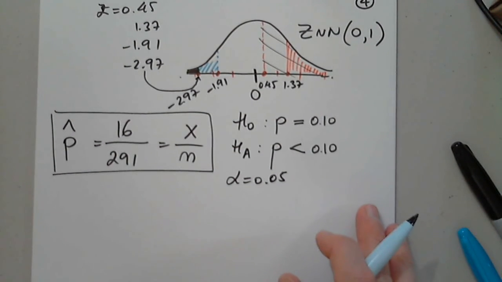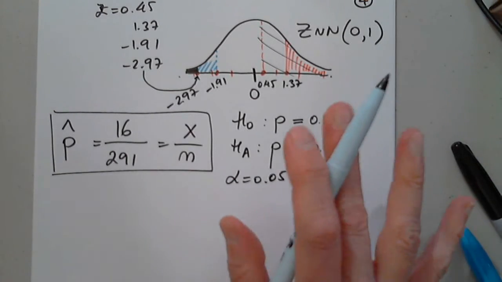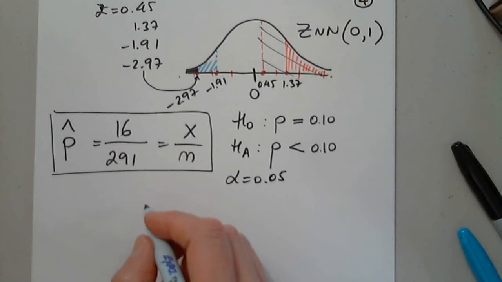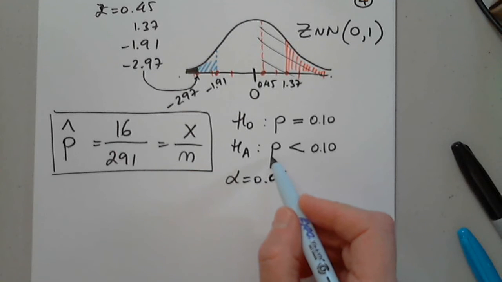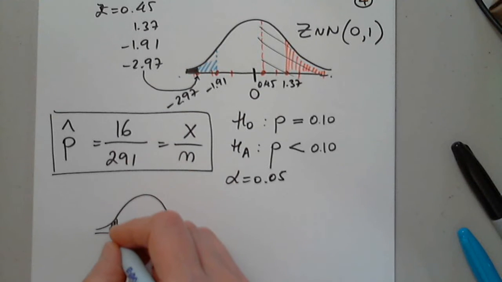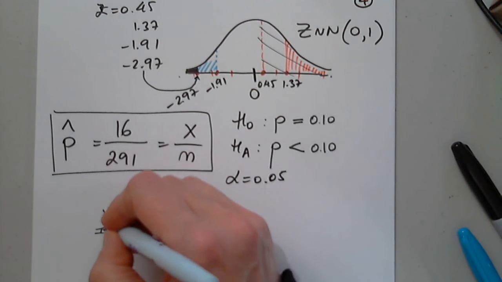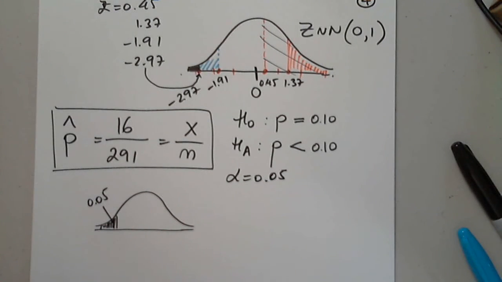In order to analyze the information, the first question is asking what type of test it is. Because the alternative is p less than 0.10, we are going to graph it and put all of alpha, this 0.05, in the left tail. So obviously it's a left tail, or lower tail, test. That's our first answer, and it's a left tail test. Moving on.